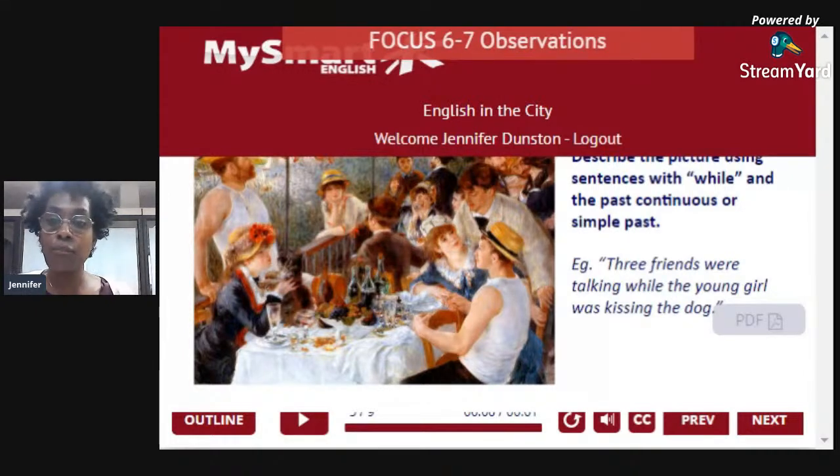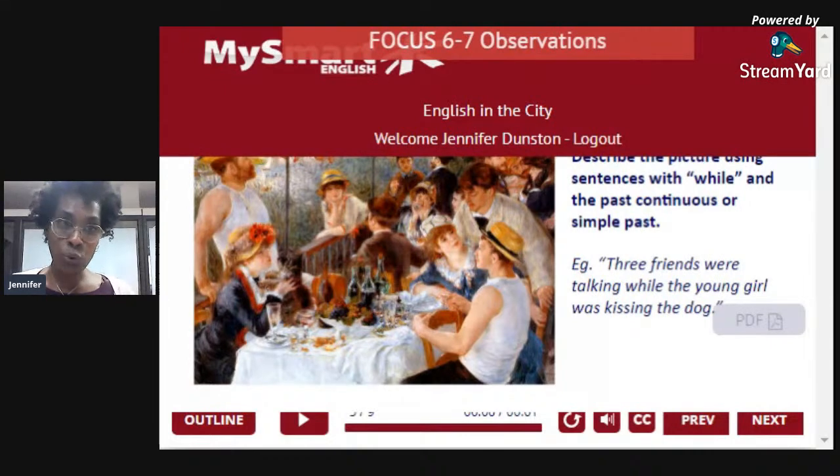Very good. All right. Giacomo says, she was kissing the dog when it started to rain. Very, very good example. Thank you so much, Giacomo, because in this example here, we have a sentence that combines not just past continuous, but past simple as well. She was kissing the dog when it started to rain. If we wanted to use while in this case, we could add while to the beginning. While she was kissing the dog, comma, it started to rain.